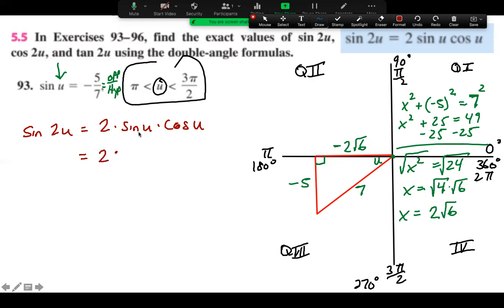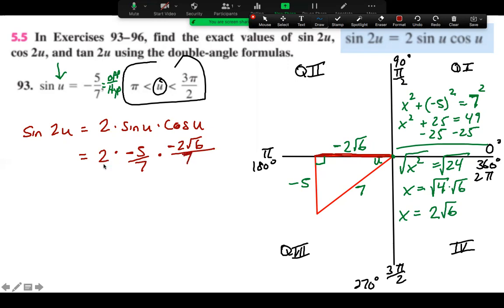Well, the sine, remember the fancy word, is opposite over hypotenuse. So the sine here is -5/7. That's just a replacement of the ratio times. Remember, cosine is a funky word for adjacent over hypotenuse. So the adjacent leg here is -2√6, and the hypotenuse is 7. All right. So now I have all my values.